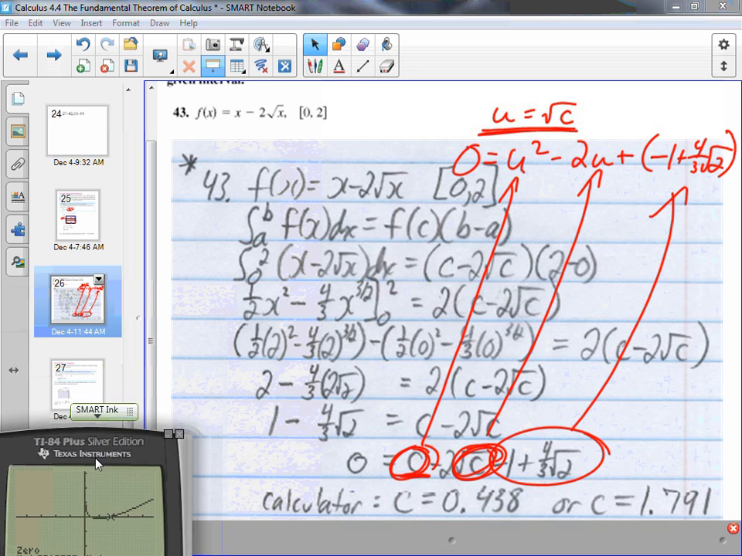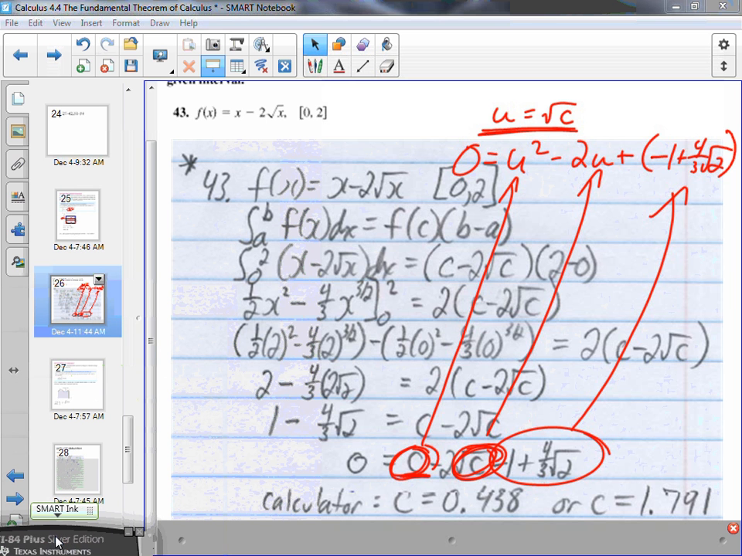And that's how you find the C that makes the mean value theorem for integrals work. So what that means is that when C equals either of these, it gives you the correct f of C to multiply times the base of the rectangle, which would be 2, to get the same as the area underneath the graph of x minus 2 radical x.